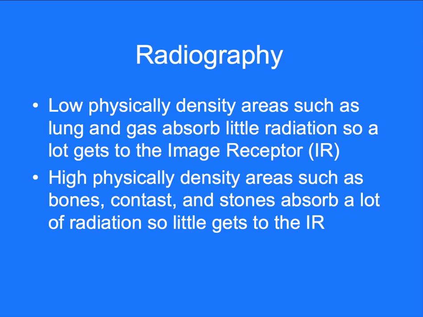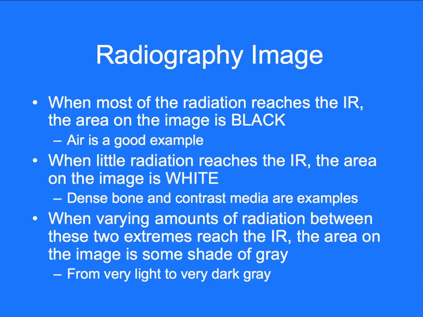What we typically see is that very low physiologically dense areas such as lungs and gas absorb very little radiation, and consequently most of the radiation gets to the image receptor, or the IR. When we talk about the IR response, lots of radiation hitting it, it shows up on the image as a white area, a dark area. Is that backwards? A high physiological area such as bone or contrast media or stones, that absorbs a lot of the radiation, so very little of it gets to the IR. Because very little of it gets to the IR on the image, that ends up being a very white area.